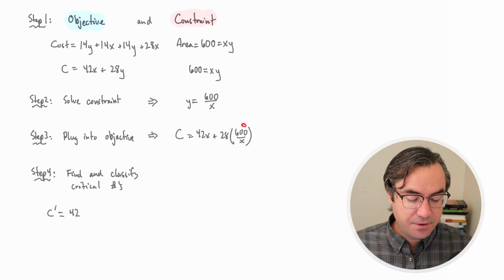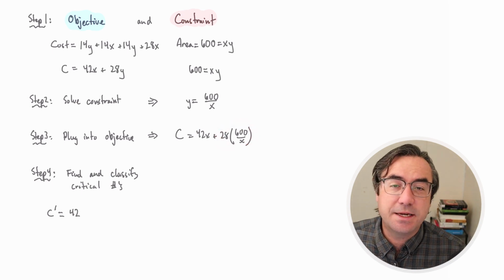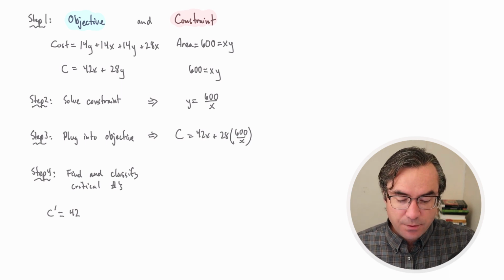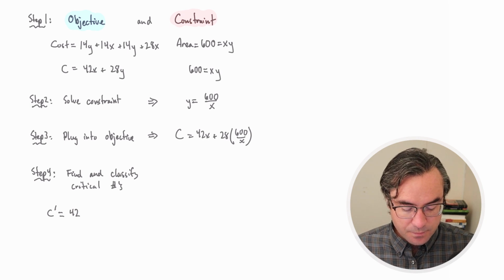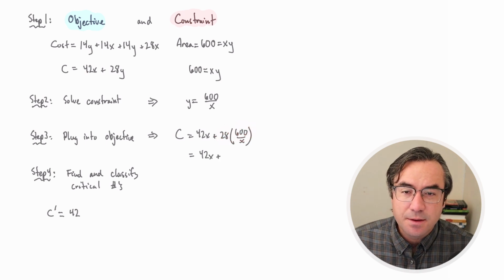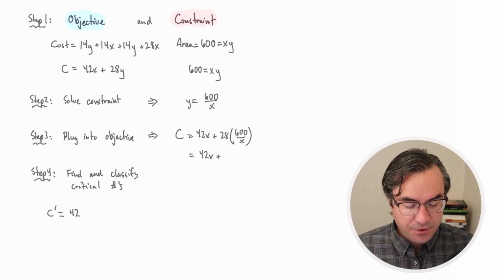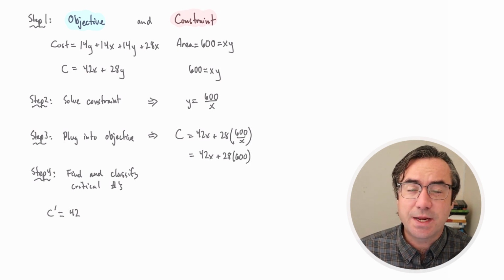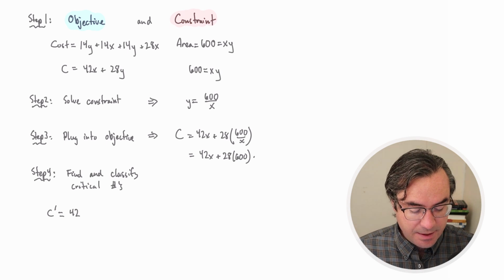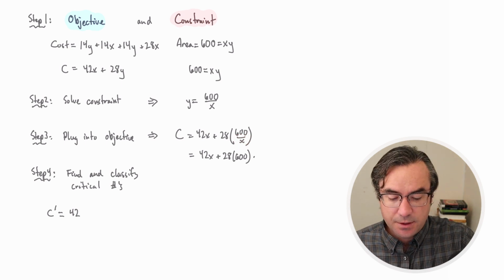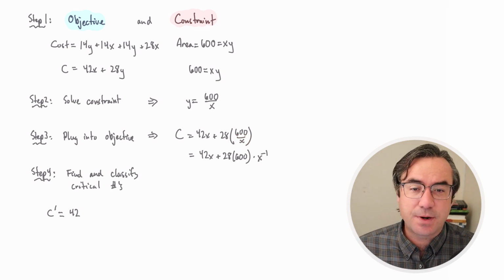And then the derivative of this 28 times 600 divided by x, well, we can rewrite that if we wanted to. And you know what? If you want, you could multiply these together, but it's not absolutely necessary. If you're not sure, just leave them unmultiplied. 28 times 600. And then this divide by x, well, we could write that with a negative exponent. So we could write that as x raised to the minus 1.